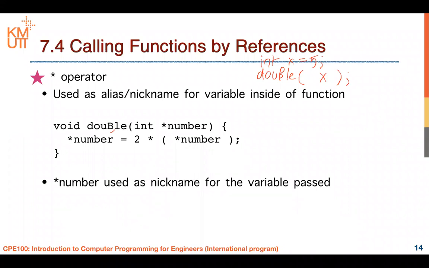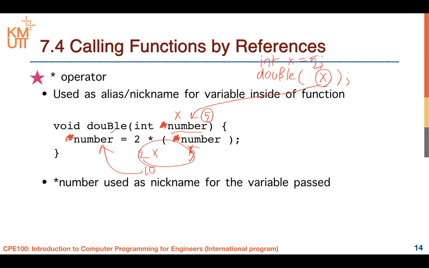So what should I do? When I use the function Double, normally, if I don't have the star here, when I use 5 here, 5 will be the actual parameter that will be copied to this. Forget about the star, okay? Delete the star first. If I write the function like this, x is copied to number, so 5 will be copied to number. The number is 5 multiplied by 2. So you can get 10, and 10 will be kept in number.